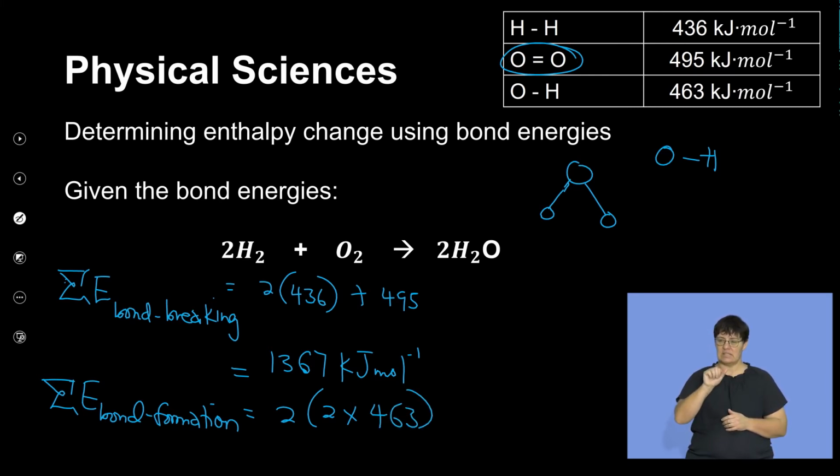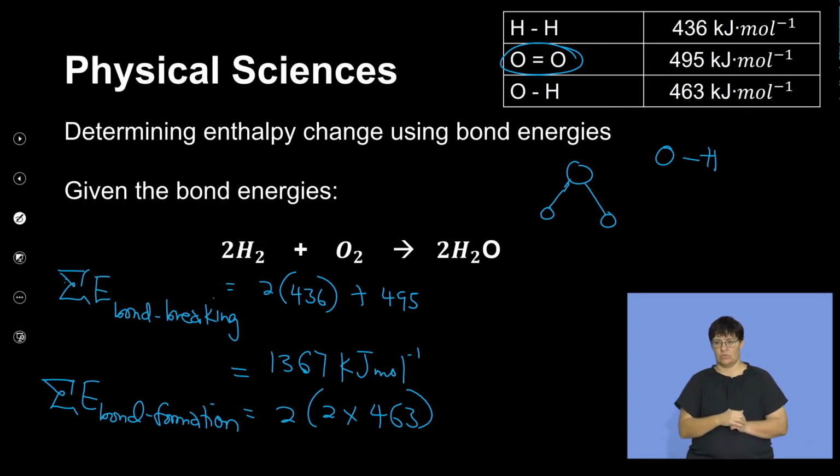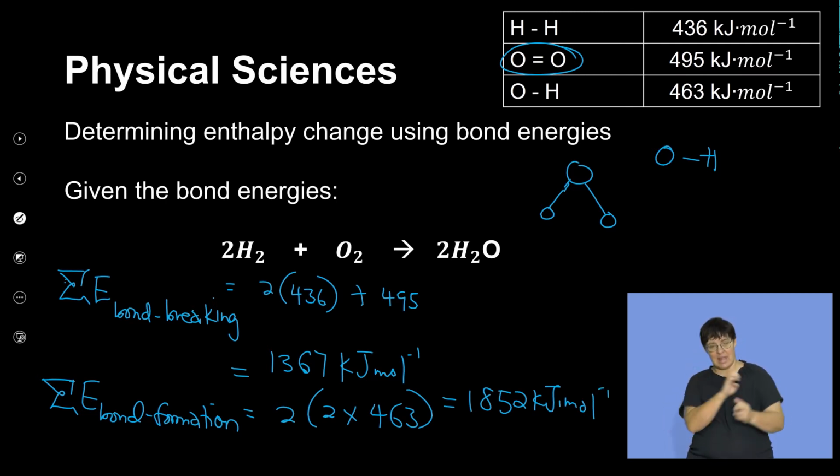So if we also do that calculation, what do we have? We have 2 times 2 times 463. This gives us 1852 kilojoules per mole. So this is the amount of energy that is released when that is actually formed.